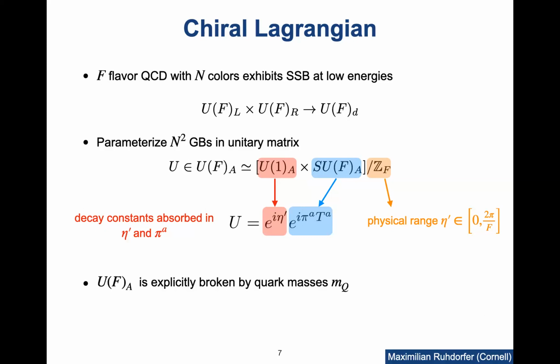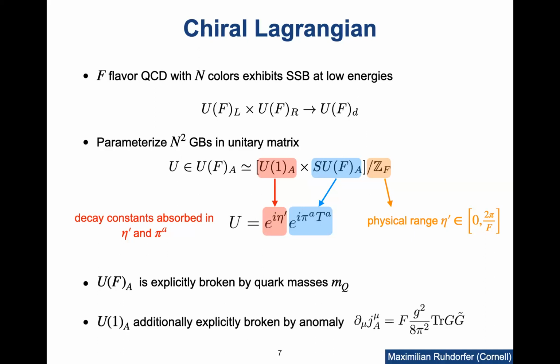Now, as we know in QCD, there are also quark masses which explicitly break the U(N_f) axial symmetry. So you only get a potential for both the eta prime and also the pions from that. But we also know that the U(1) axial is not actually a symmetry because there's the gauge anomaly. So additionally, this U(1) axial is explicitly broken by the anomaly, and therefore you expect the eta prime to be not really a Goldstone, but to be an excitation with a mass of the order of the QCD scale.